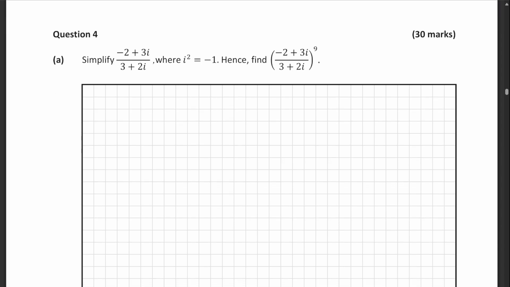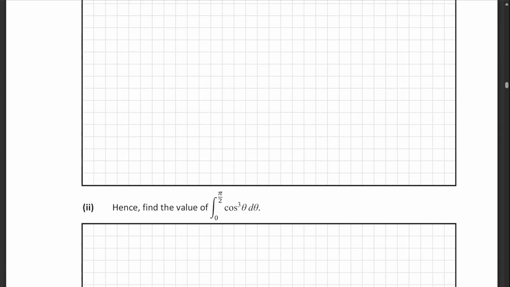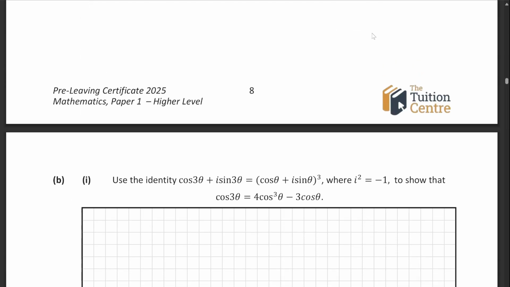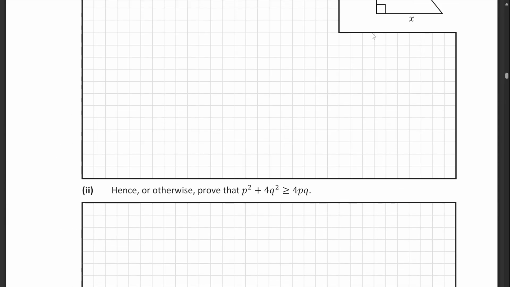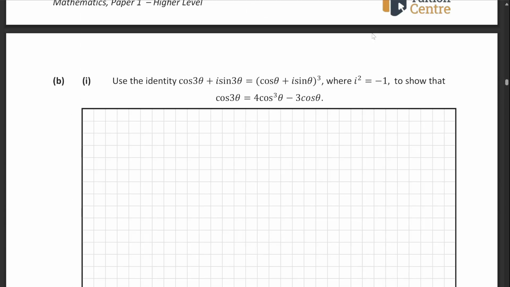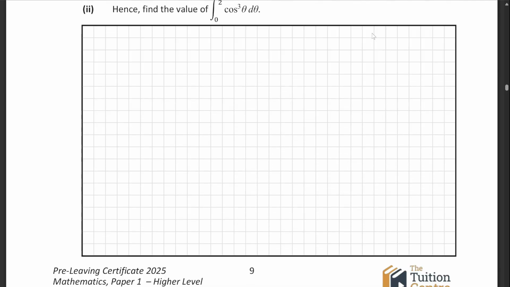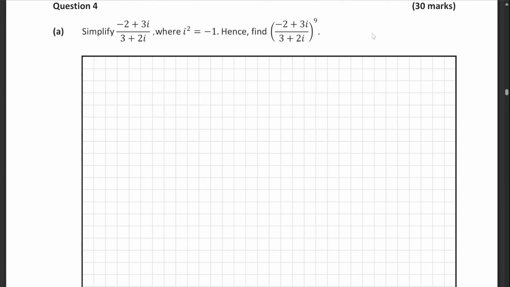Okay, simplify that expression. Yeah, it's fine, hence find that to the power of 9. I presume this simplifies nicely. Although, in fairness, I'm not sure why you'd straddle complex numbers over two questions. It's not really something that happens an awful lot. Complex numbers is usually its own question, its own little 30 marker. So a bit of an odd choice to split it between two parts here.